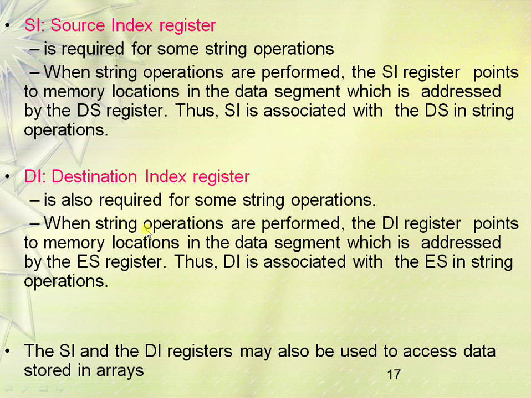So if you want to find out the physical address of an operand which is resided inside this extra segment, then we have to add the content of extra segment register along with this DI register, which will give us the physical address of the operand which is resided inside the extra segment. Okay, now here the SI and DI registers may also be used to access data stored in arrays.